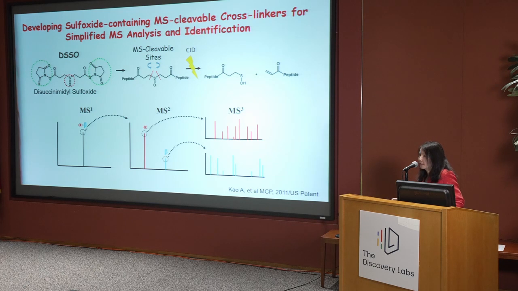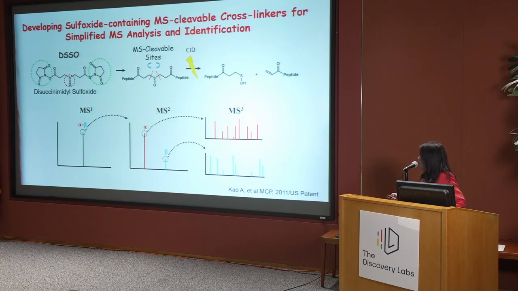So in order to facilitate or advance cross-linking mass spectrometry, we have to develop a simplified strategy, which is through the development of sulfoxide-containing MS-cleavable cross-linkers, for simplified MS analysis and identification of the cross-linked peptides.